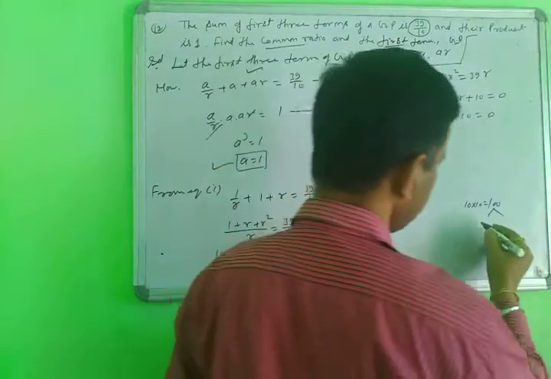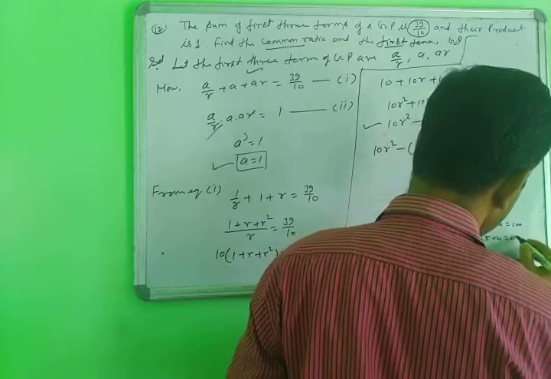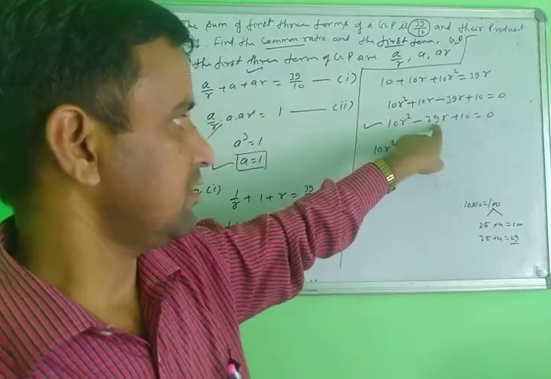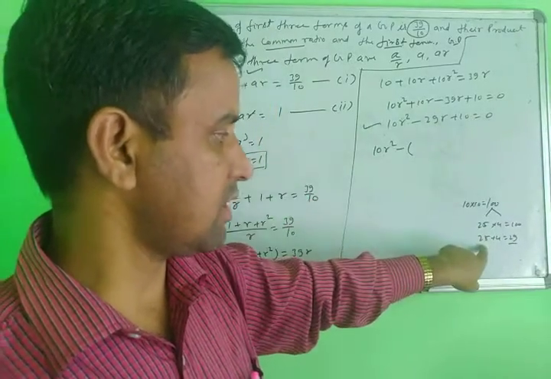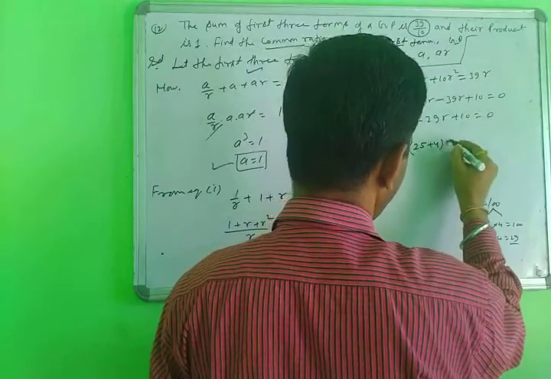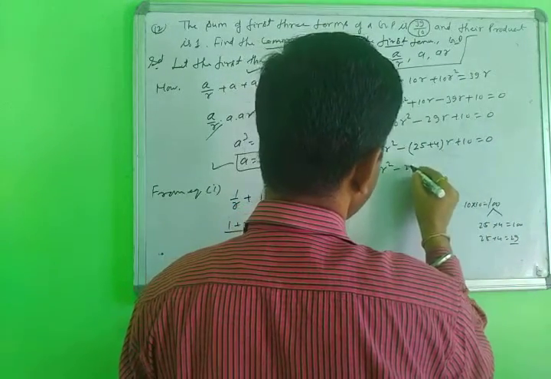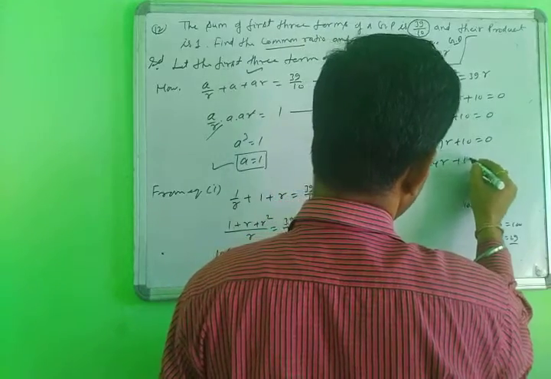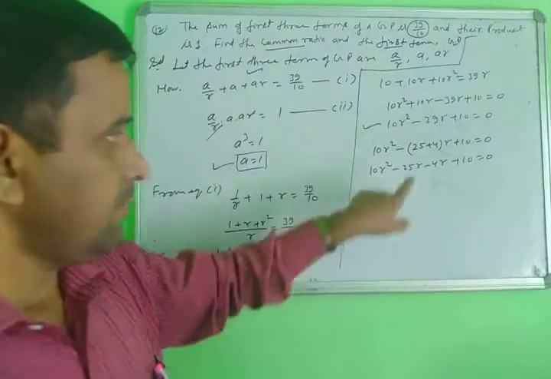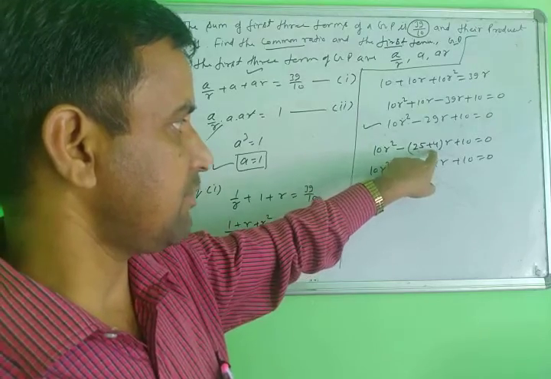So the factors of 100 are 25 and 4, and 25 plus 4 gives 29. Splitting the middle term, we factor 29 as 25 plus 4. Then you write 10r square minus 25r minus 4r plus 10 equals 0. The factors of 29 here are 25 and 4: 25 times 4 is 100, 25 plus 4 is 29.